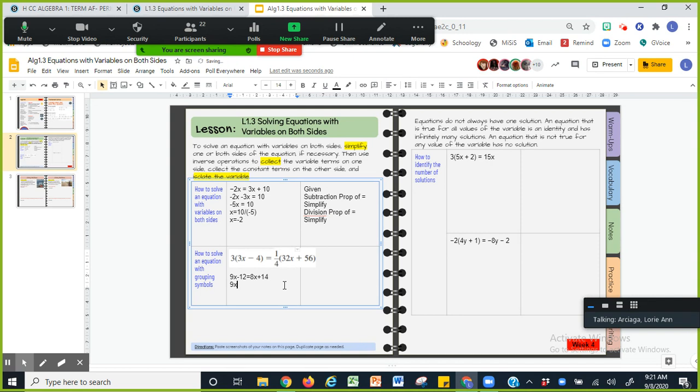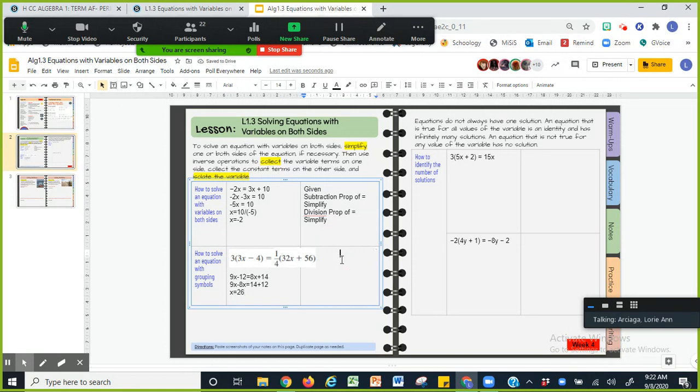You have the 9x. We have to move the 8x over, so minus 8x equals, bring down the 14 because it was originally there. And then you add the 12, so you do its opposite. And then after that, 9x minus 8x is x. Now 14 plus 12 is 26.